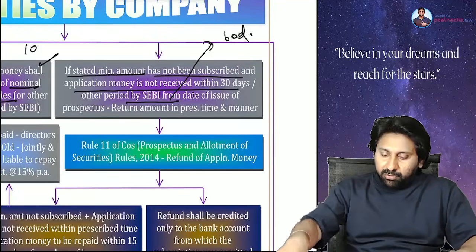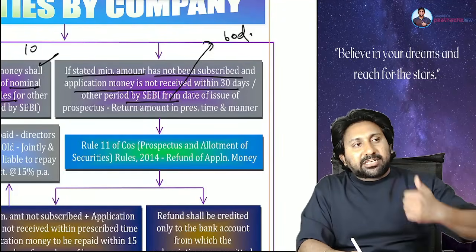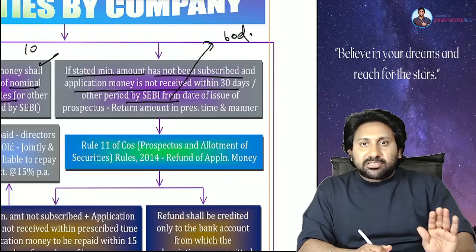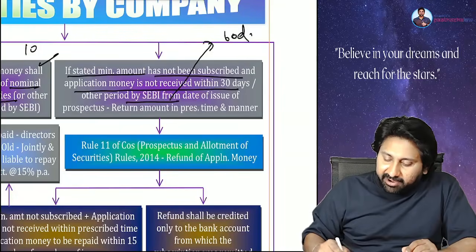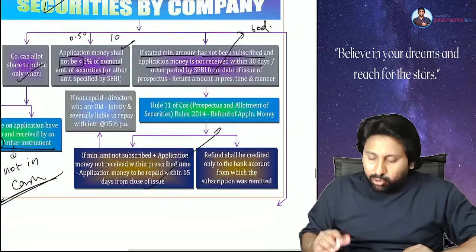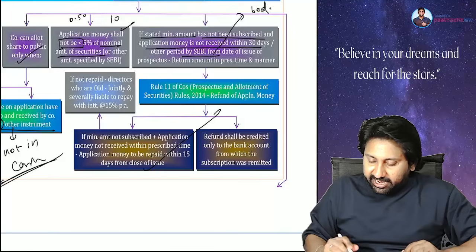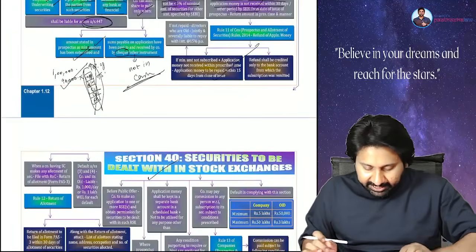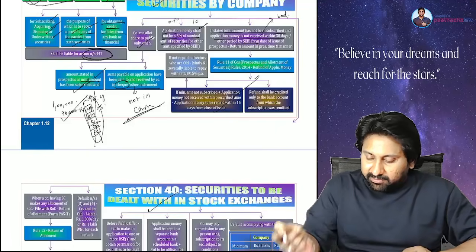Now, whenever application money is accepted, allotment must be made. If allotment is not made, refund the entire money within the next 15 days. If you do not refund the money within the next 15 days, you have to pay interest at the rate of 15%. Everyone understood the concept clearly?